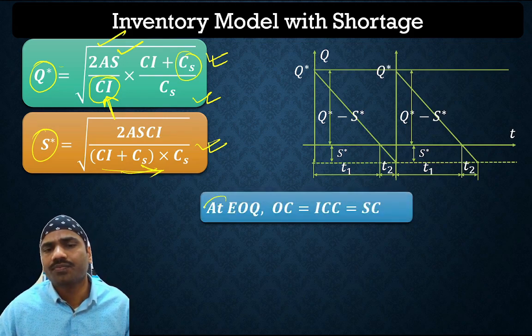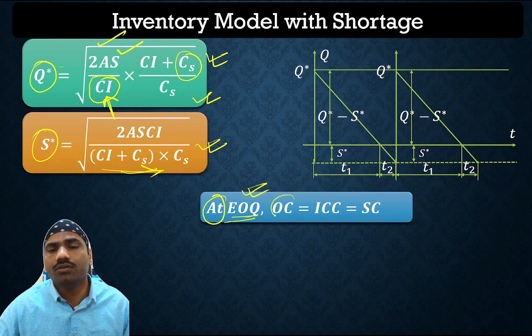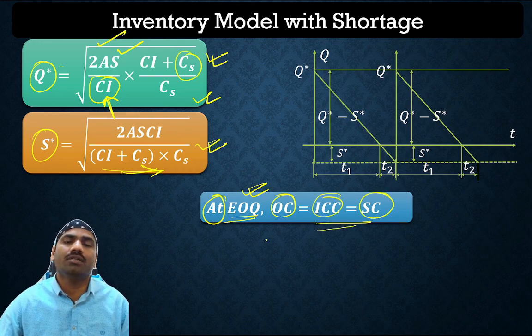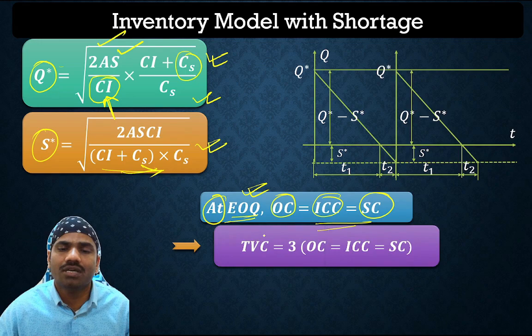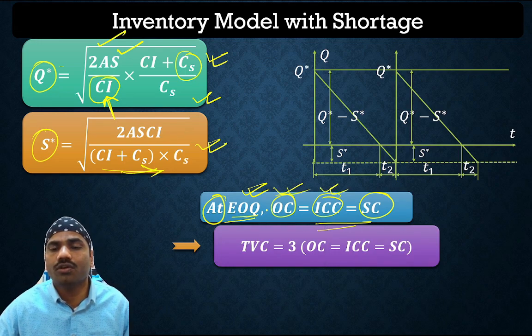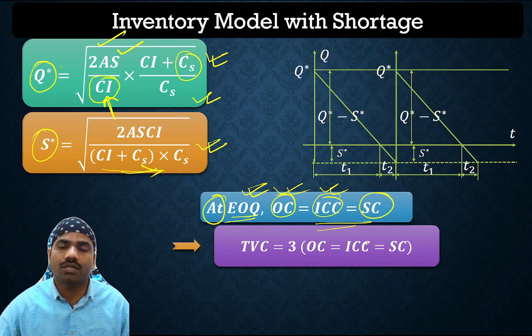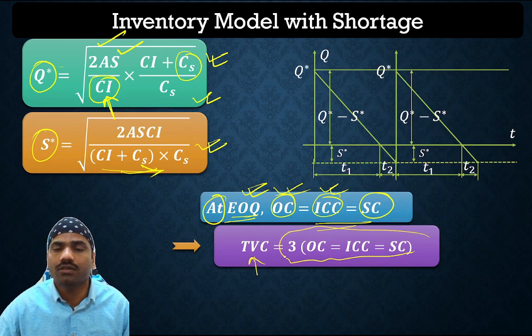If you order at the EOQ, what will happen is, if the ordering cost, inventory carrying cost, and shortage cost are equal, then the total variable cost will be 3 times any one of them, because all these three are equal. So at the economic order quantity, if the ordering cost, inventory carrying cost, and shortage cost are equal, then the total variable cost will be 3 times any one of them.